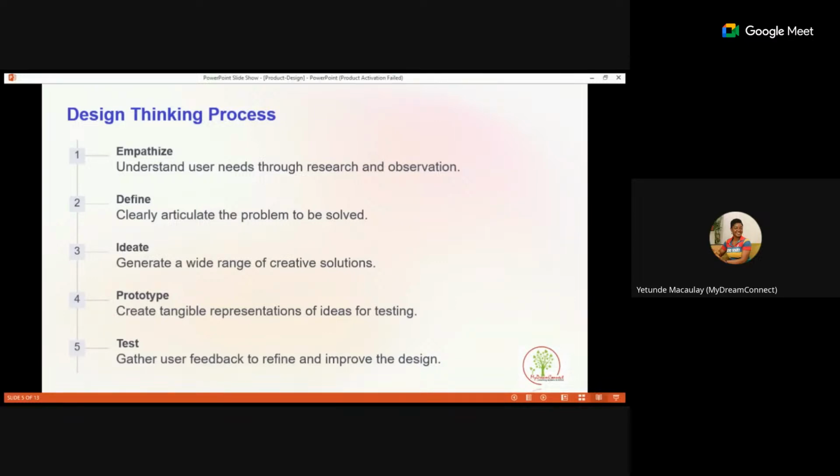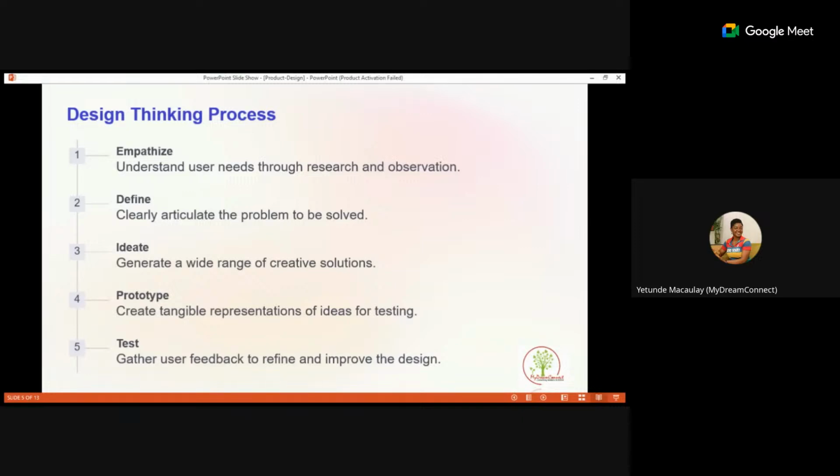So you have to understand your user needs through research and observation. Of course, if you do not ask questions or find out, you won't know what exactly the pain is that they're having, the solution that they desire, or how to ideate for a solution that will help to lessen the pain or eliminate it completely. Then after you're done with that, you must be able to define it. That's where you state your problem. Clearly articulate the problem to be solved. That's where we have the problem statement.